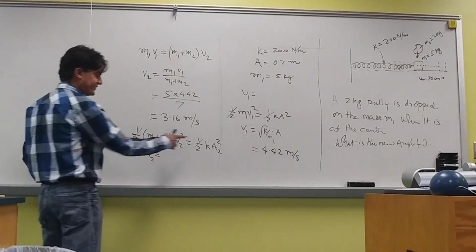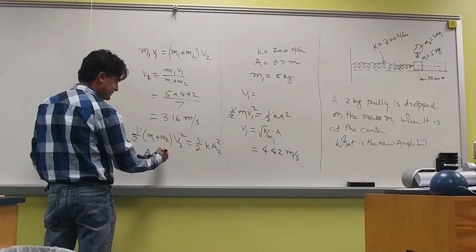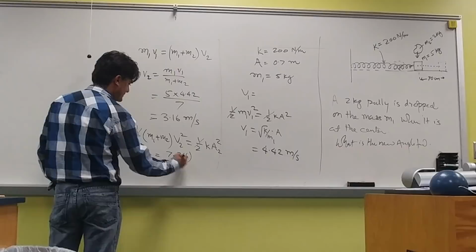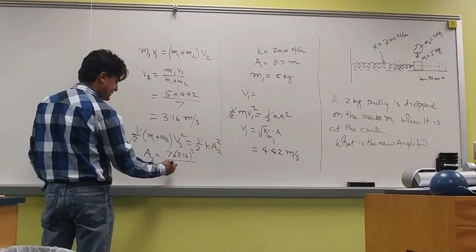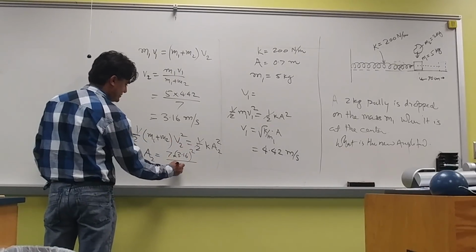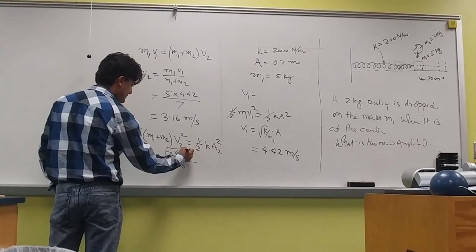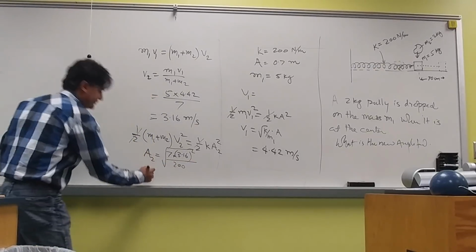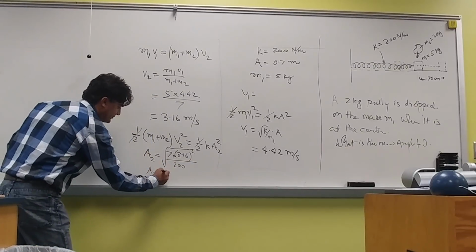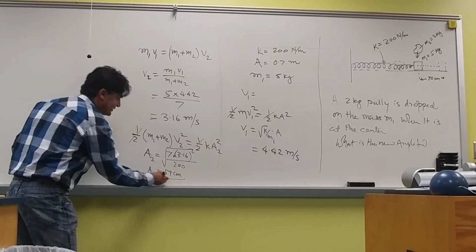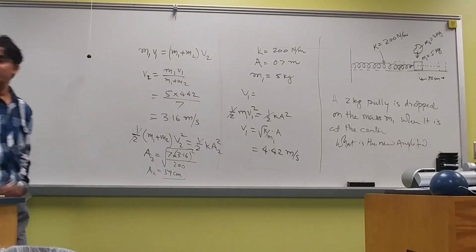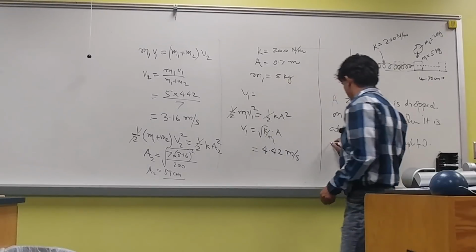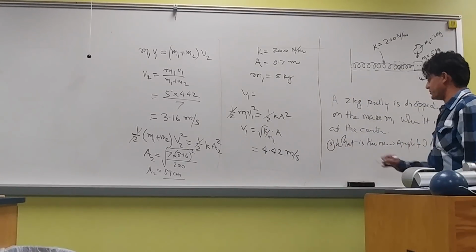M1 plus M2 is what? 7, right? Your A2 will be 7 times 3.16 squared divided by k, which is 200, and you take the square root. 0.59. So your A2 equals 0.59, which is 59 centimeters. Is that right? Right. So what happened there was your amplitude definitely decreased. That is the new amplitude.